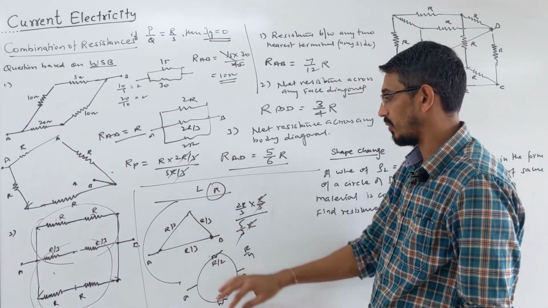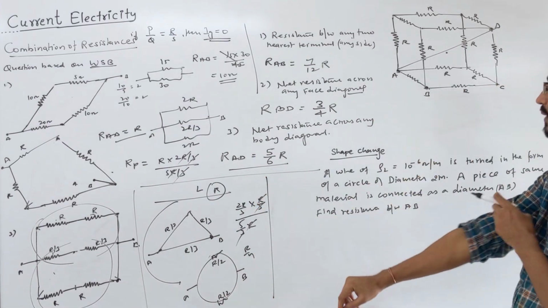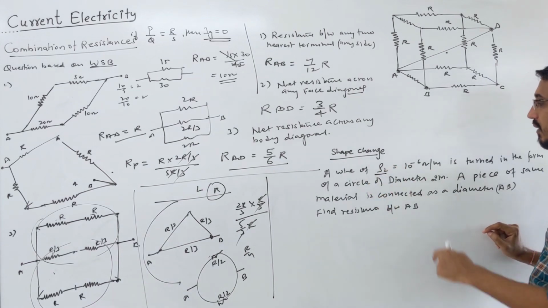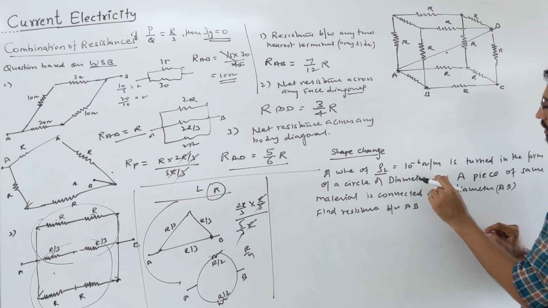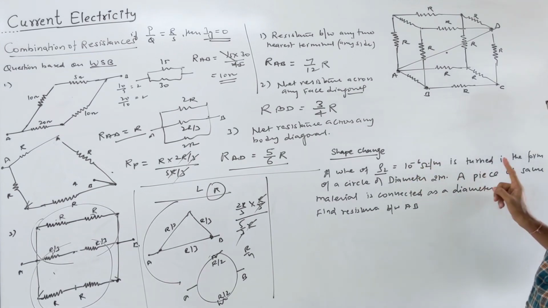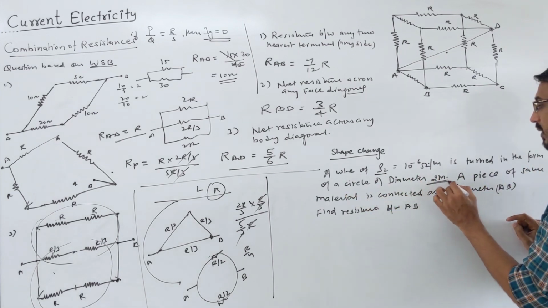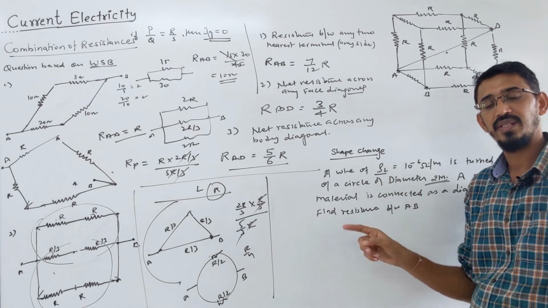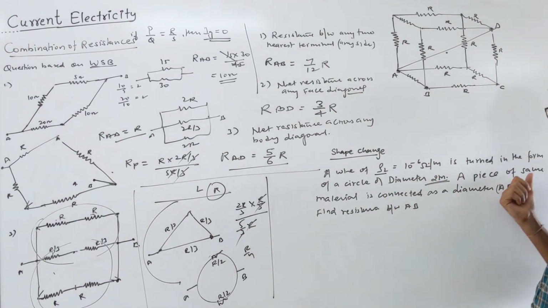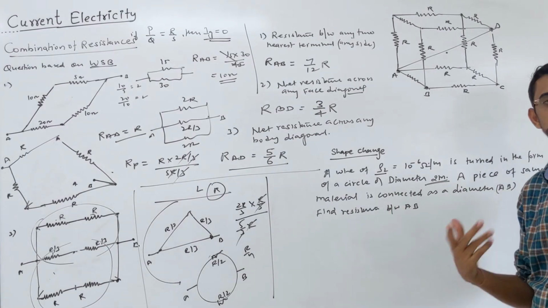This is a simple type of question. I made it a little difficult, so watch it here. Okay. How do I ask the question? A wire of resistivity 10 power minus 6 ohm per meter is turned into the form of a circle of diameter 2 meter. Here resistance is not given, resistivity is given, resistance per unit length, and diameter is given. A piece of the same wire is connected as a diameter. Find the net resistance now.